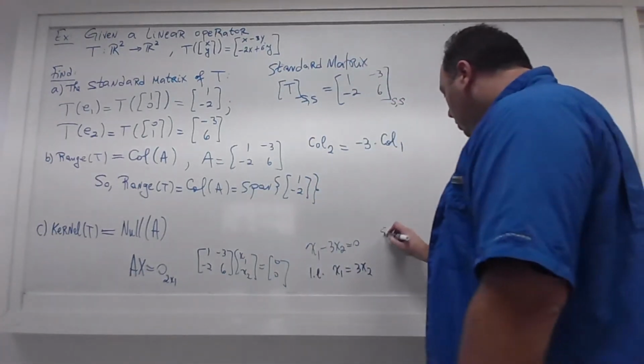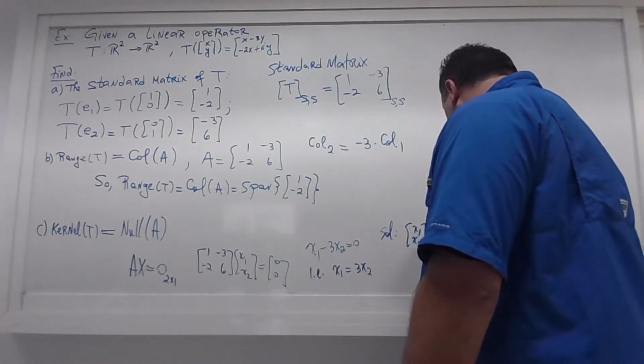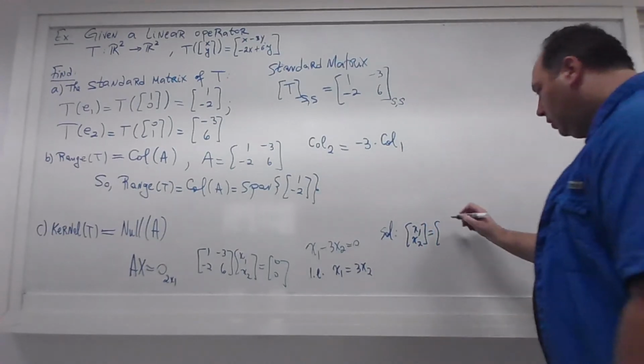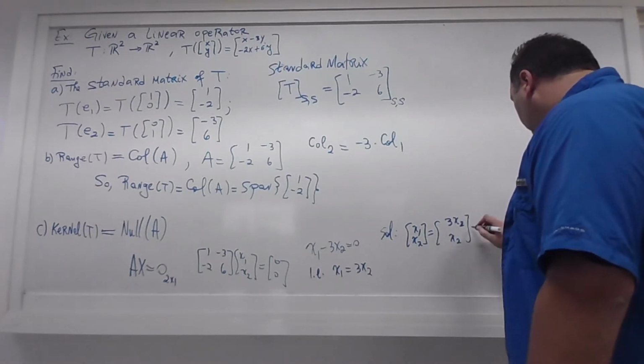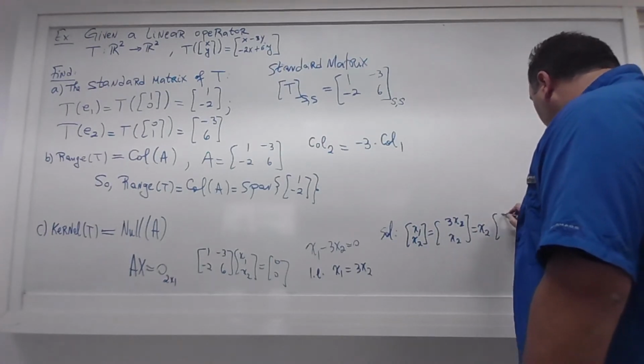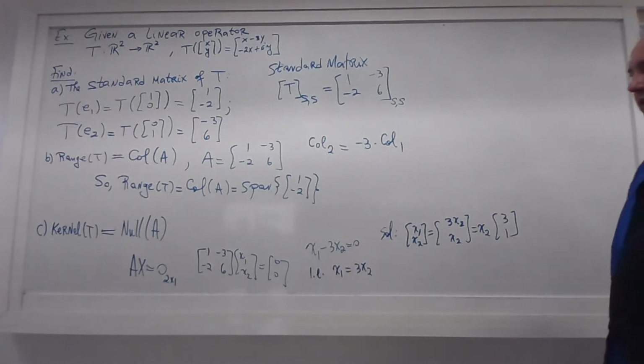So the solution x1, x2 is 3x2, x2. So I treat x2 as a free variable. And now I factor it. So I get this. So the null space is the span of this vector here.